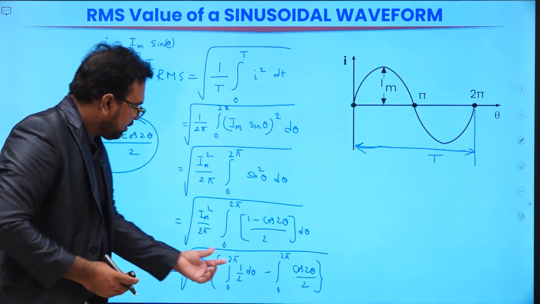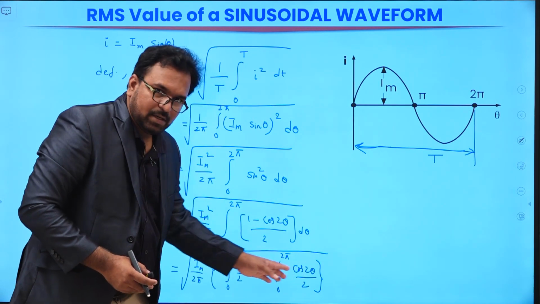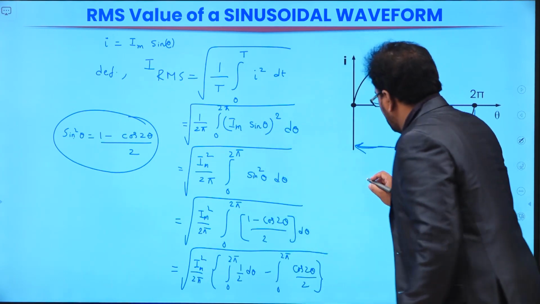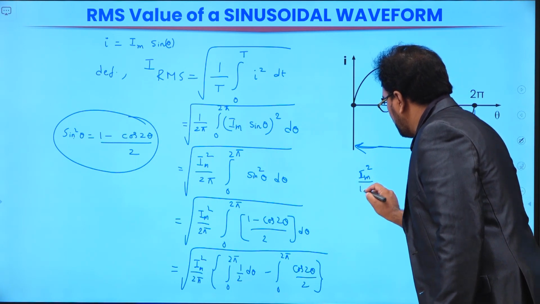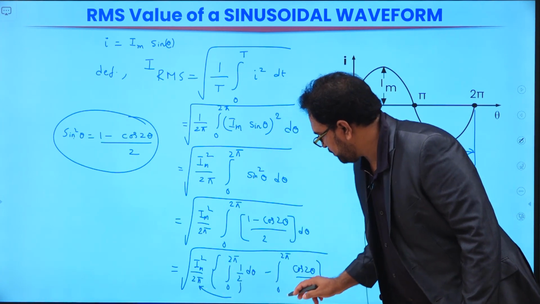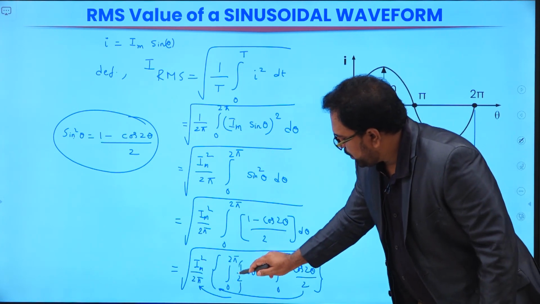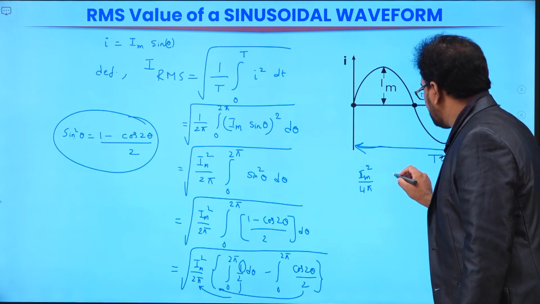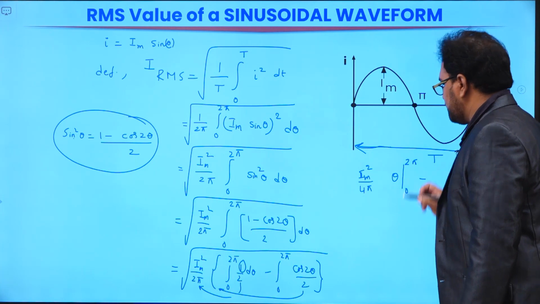Now we have separated the two terms, 1 by 2 and cos 2 theta by 2. Since the denominator is a constant, that is 2, we can take it out of the integral and do the integration. So Im square divided by 4 pi. I have taken this 2 out of the integral, and this 2 also, because both are common. That means here there is only 1 d theta. So what is the integration of 1? It is theta. Now what are the limits here? 0 to 2 pi.